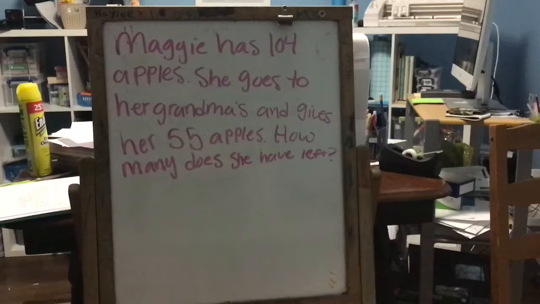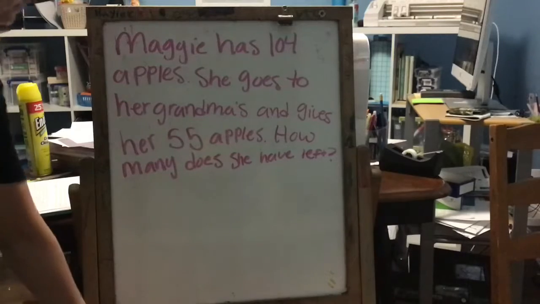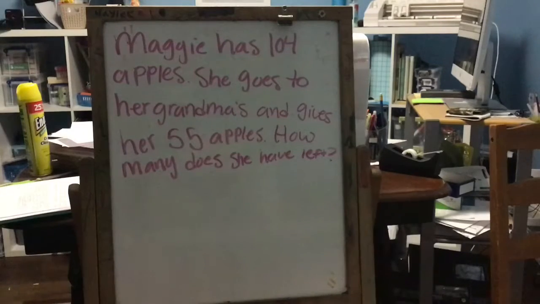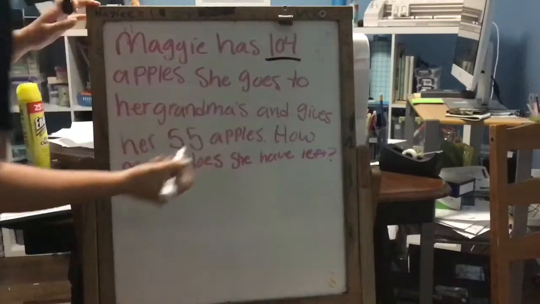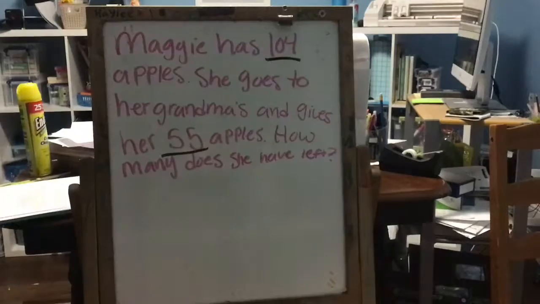Maggie has 104 apples. She goes to her grandma's and gives her 55 apples. How many does she have left? So, what two numbers are we subtracting? Yes, 104 and 55. So we have a couple ways that we can approach our subtraction. So we're trying to find the difference of these two numbers.